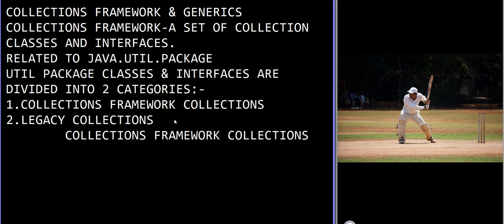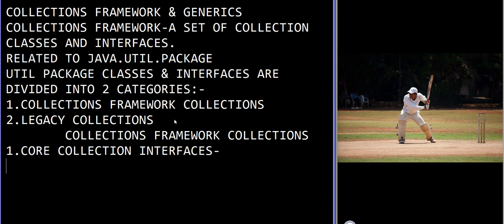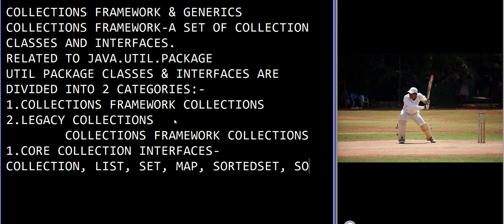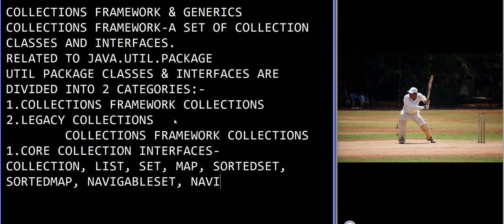In these collections framework collections, there are three parts. The first one is core collection interfaces. In the core collection interfaces we have collection, list, set, map, sorted set, sorted map, navigable set, navigable map, and we have queue and deque. So these are all the core collection interfaces.